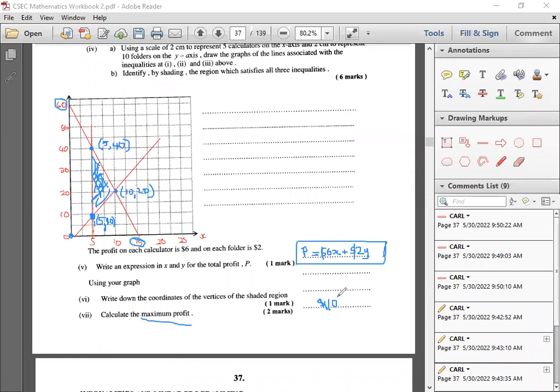Sorry, when we're finding the maximum profit, do we have to write down all the workings for all the coordinates, or could we just use one coordinate? No, you may have to work all, but you do not show all, just the one that gives you the maximum. You have to show that. Oh, okay. All right.